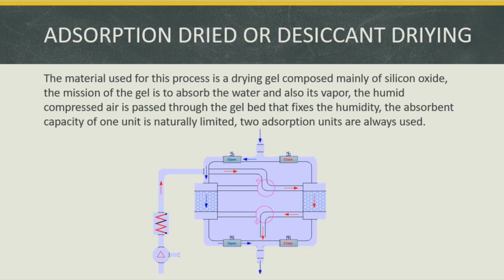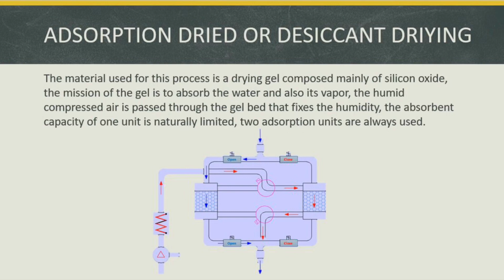Adsorption is the deposition of substances on the surface of solid bodies. The material used for this process is a drying gel composed mainly of silicon oxide. The mission of the gel is to absorb the water and also its vapor. The humid compressed air is passed through the gel bed that fixes the humidity. The absorption capacity of one unit is naturally limited.